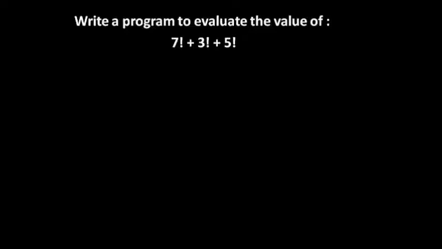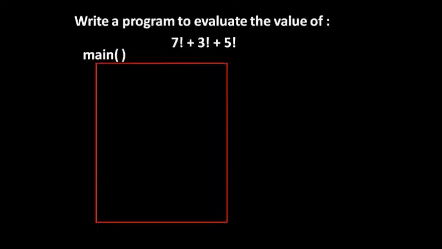Now, see, suppose we have to write a program to evaluate the value of the expression 7 factorial plus 3 factorial plus 5 factorial. When you have to write a C program for this, what will you do? First, you will write a main function. In that main function, you need to evaluate the value of 7 factorial, 3 factorial, and 5 factorial, and then add all the results to get the value of 7 factorial plus 3 factorial plus 5 factorial.